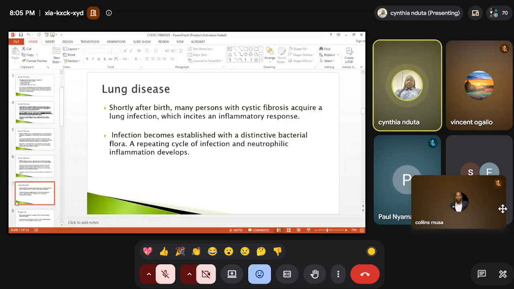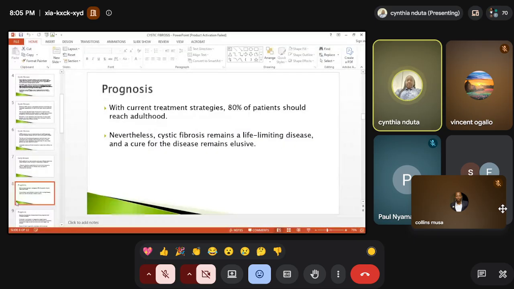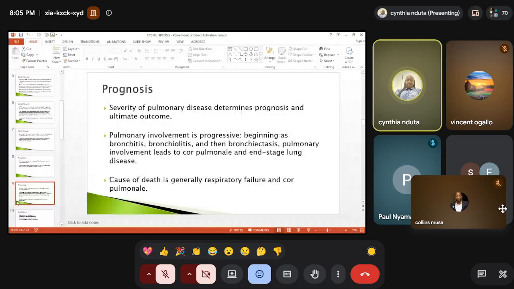So these patients are always in and out of hospitals because of infections and the challenges in their respiratory system. However, if you manage them well, at least 80% of them should reach adulthood, but it is a life limiting disease, and we still do not have a medical cure for it. What determines the outcome is the extent of pulmonary disease.